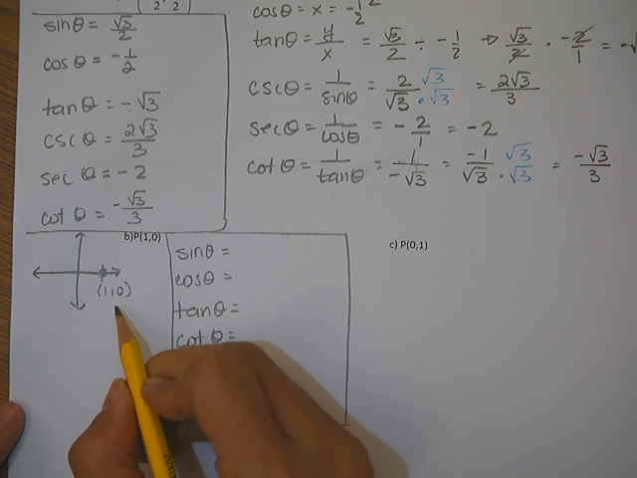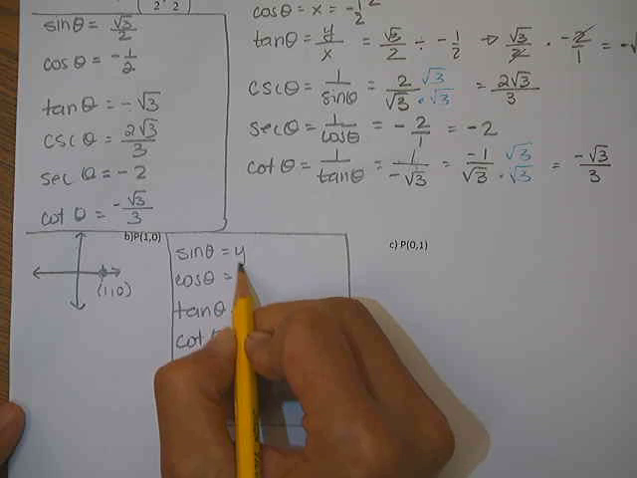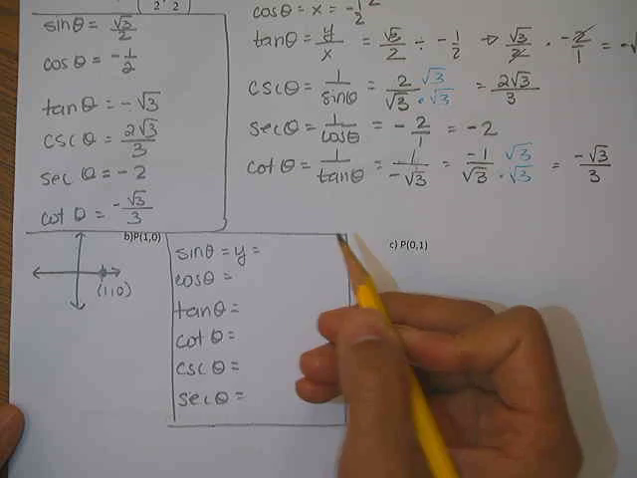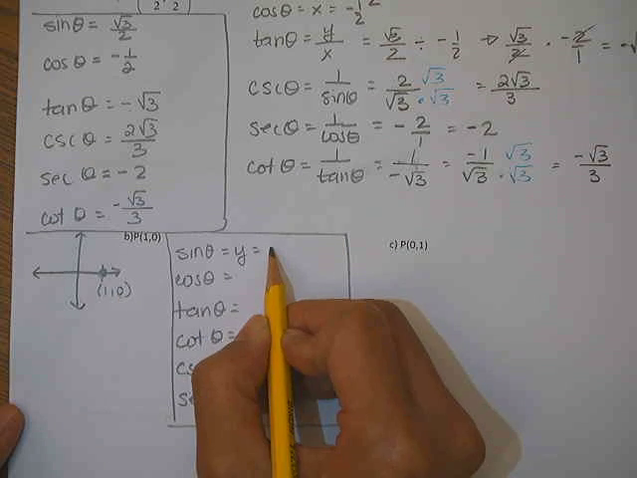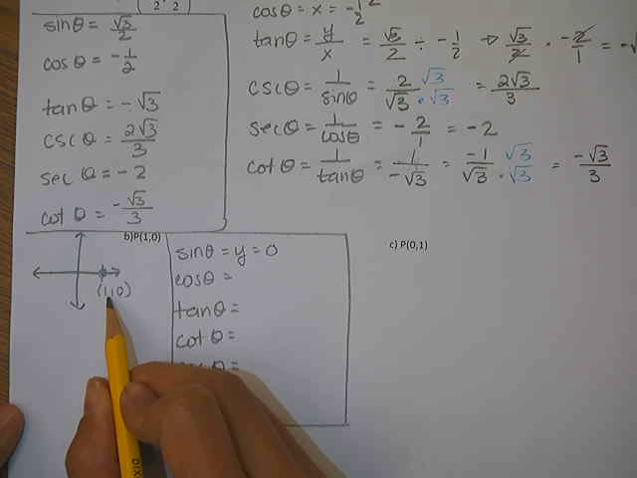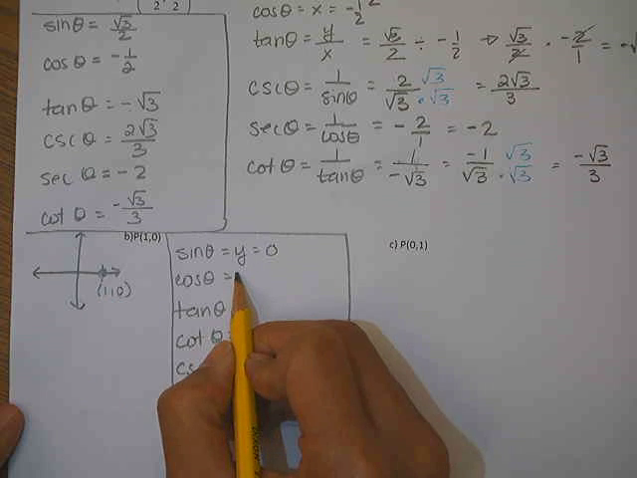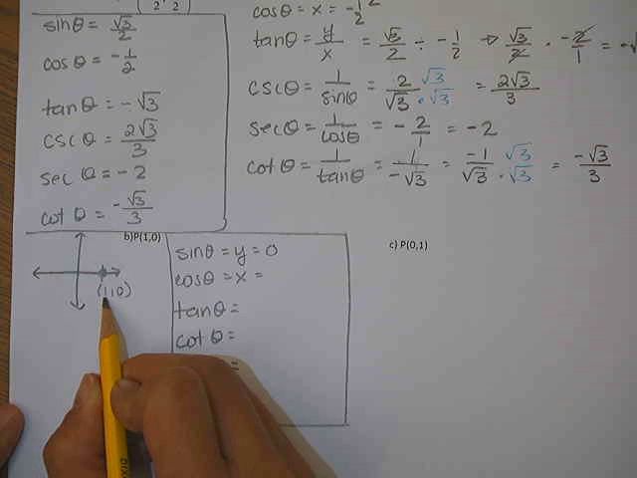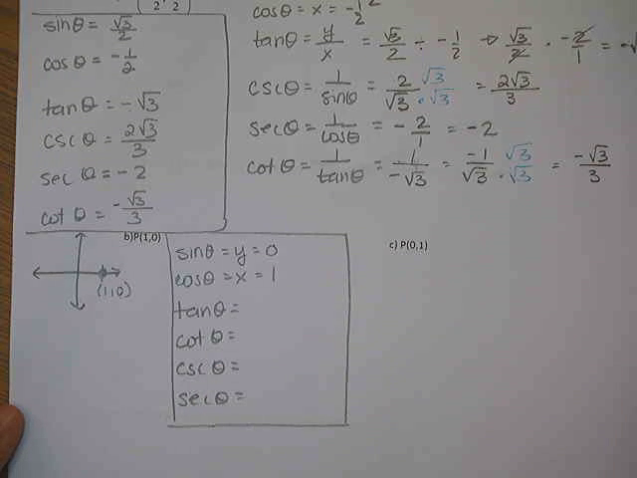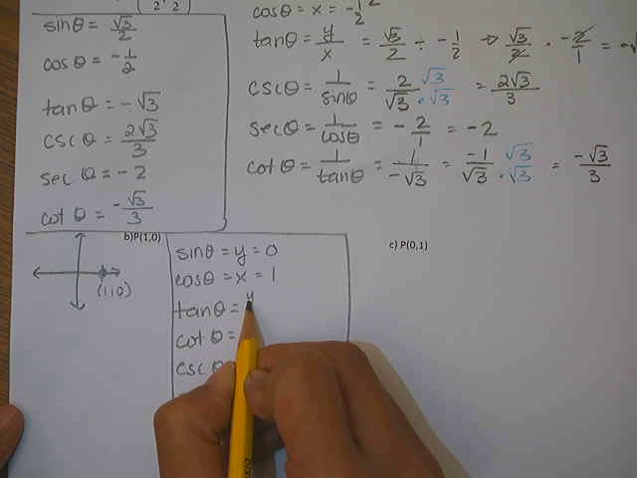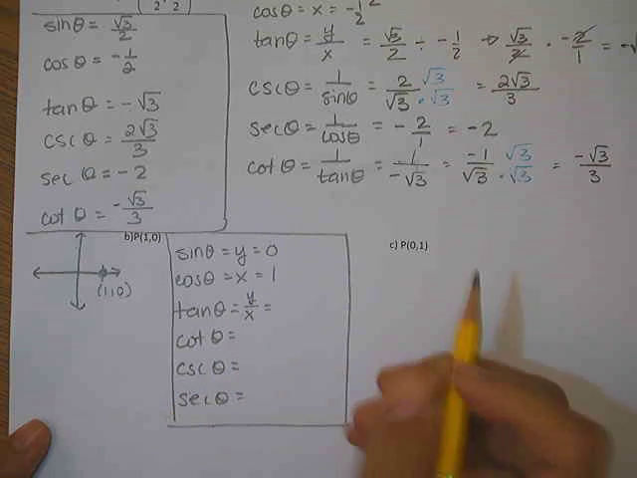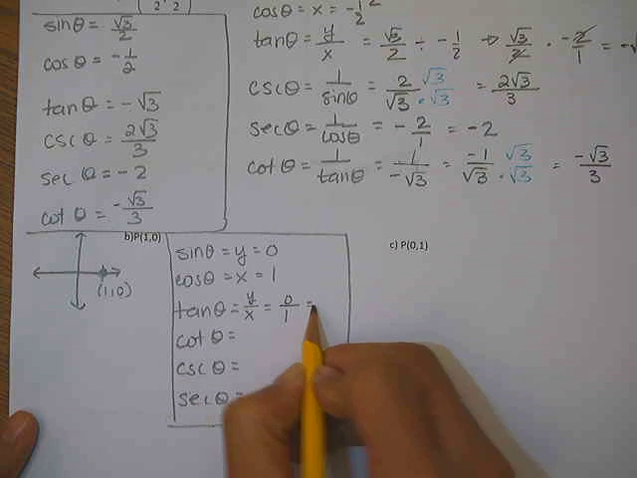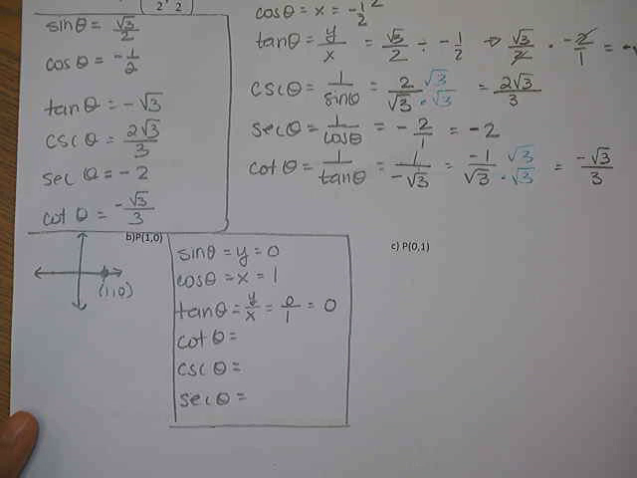As you know, sine of theta is the same as y. In this case, because it's on the unit circle, my radius is 1, so immediately I know that it's just going to be 0 for sine of theta. Cosine of theta, as you know, is the same as x on the unit circle. For this particular point, my x is 1, so cosine of theta is 1. Tangent of theta is y divided by x. Well, y is 0, x is 1, so therefore tangent is going to be 0.